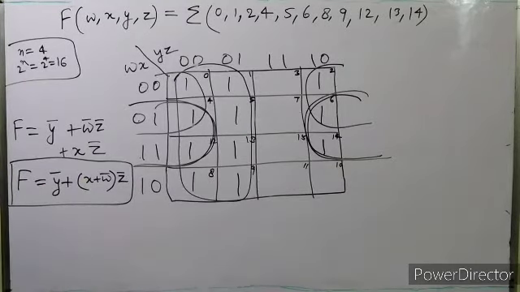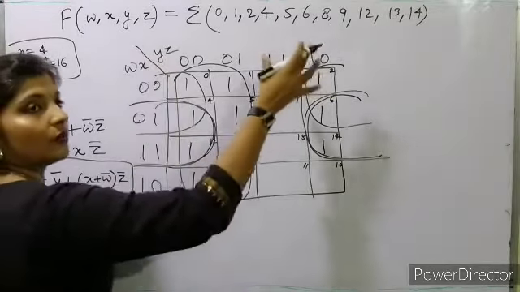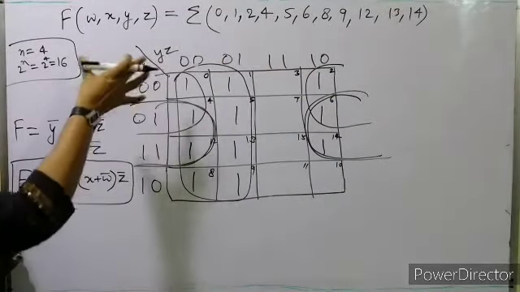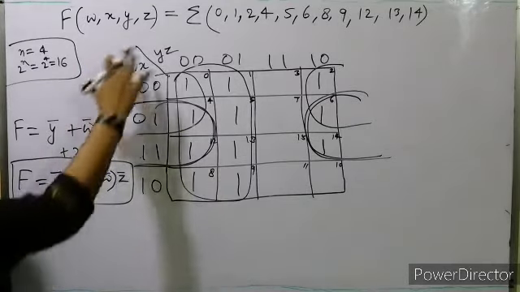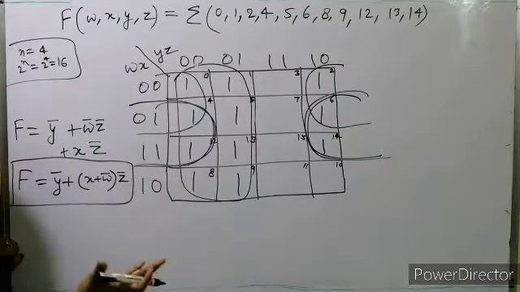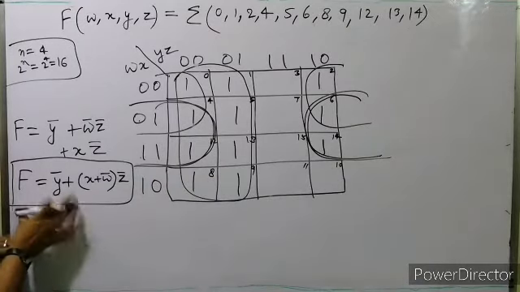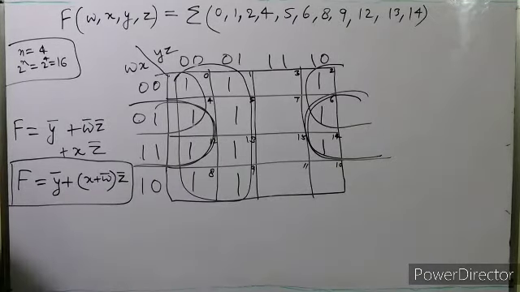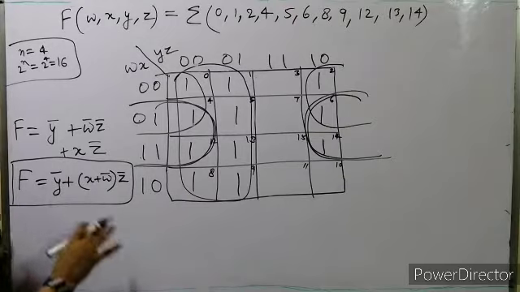So by using K-map and without using Boolean algebra theorems, we have just minimized, we have simplified this long min term function. The Boolean function is given, and we have simplified that long, bigger Boolean function without using Boolean algebra theorems, by using K-map, okay.